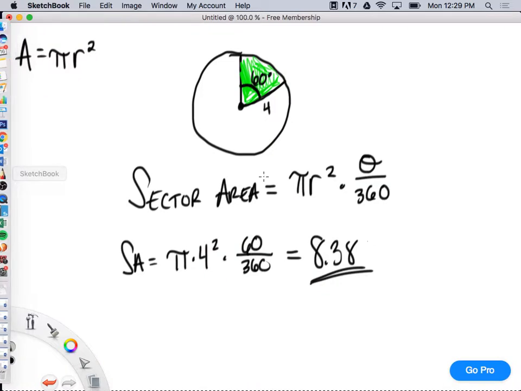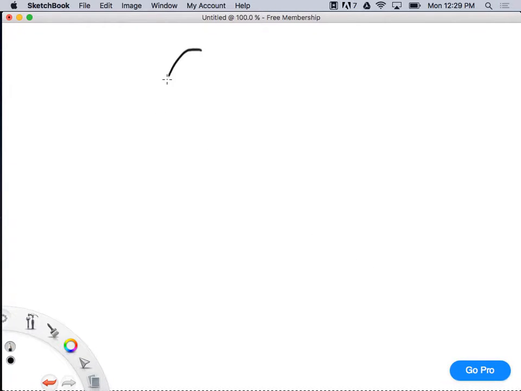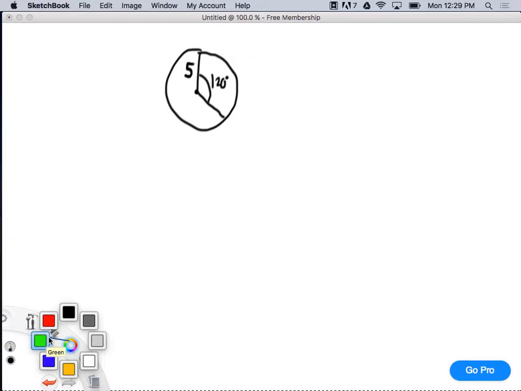All right. Shh. Do you guys understand? Yeah. All right. Let's do one more and then you're gonna Kahoot. Okay. Here's a sector. This angle is 120 degrees and the radius is 5. Find the area of the sector. Go ahead, do it. Quick, fast.